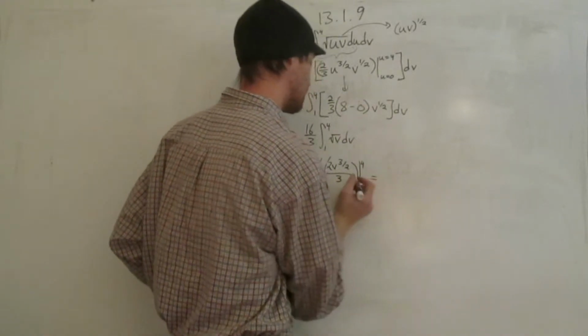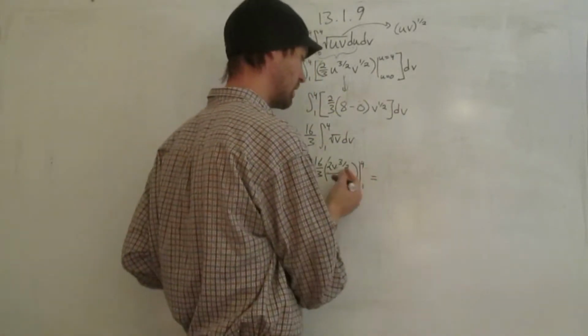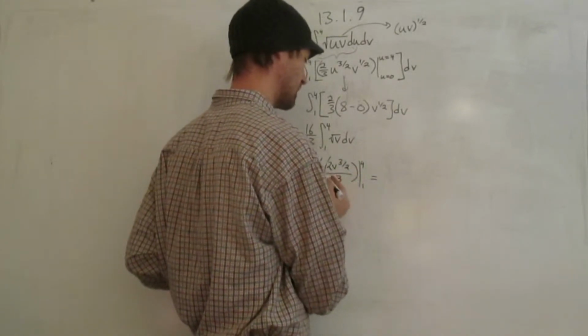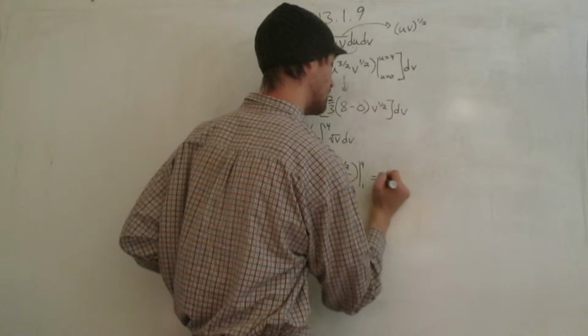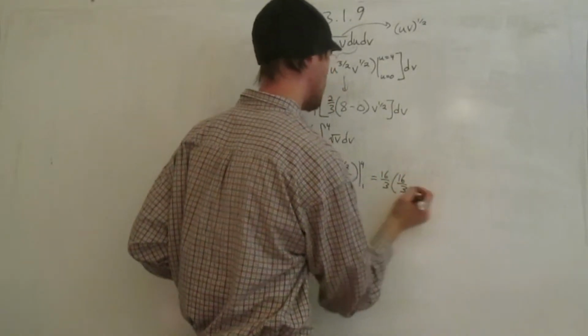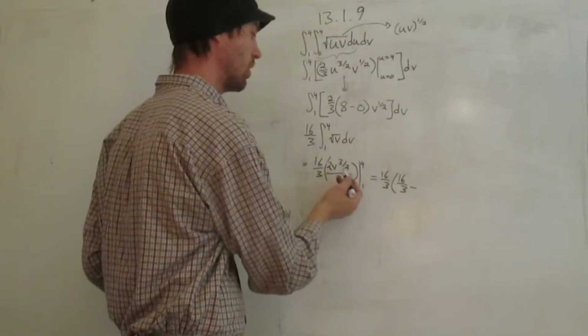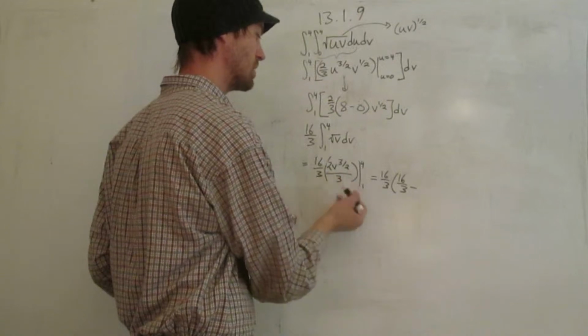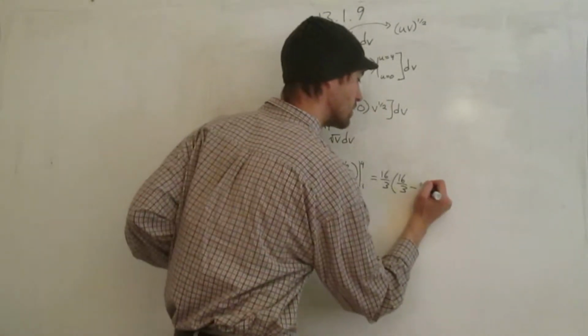And this is equal to plugging 4 in here. Again, this is going to be 4 to the 1 half is 2, to the third is 8. So this is 16 thirds. So we get 16 thirds times 16 thirds minus, then plugging 1 in here. 1 to the 1 half is 1, to the third is 1. So we get 1 times 2 is 2 over 3. So minus 2 thirds.